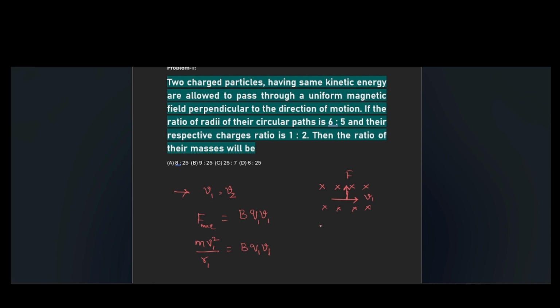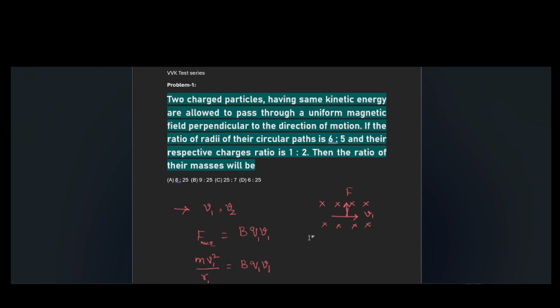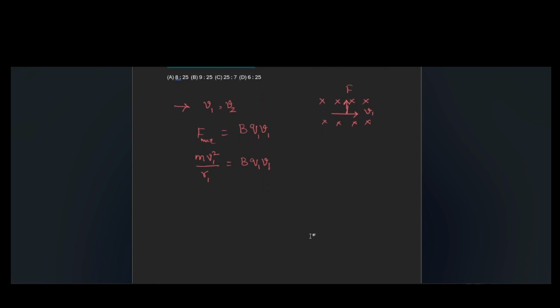It should be equal to the maximum force because they balance each other. So finally from here, the first charge has mass m1, and the velocity we can cancel here. The relation is m1 v1 is equal to B q1 r1. Similarly, m2 v2 is equal to B q2 r2.